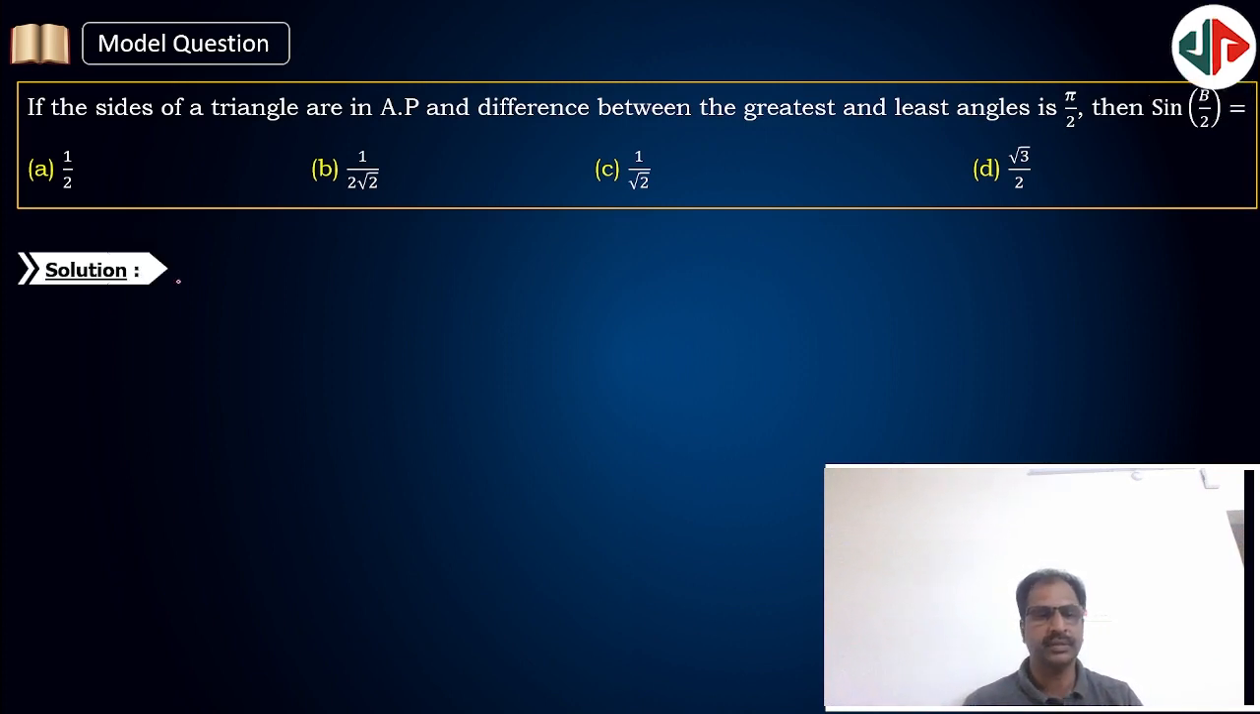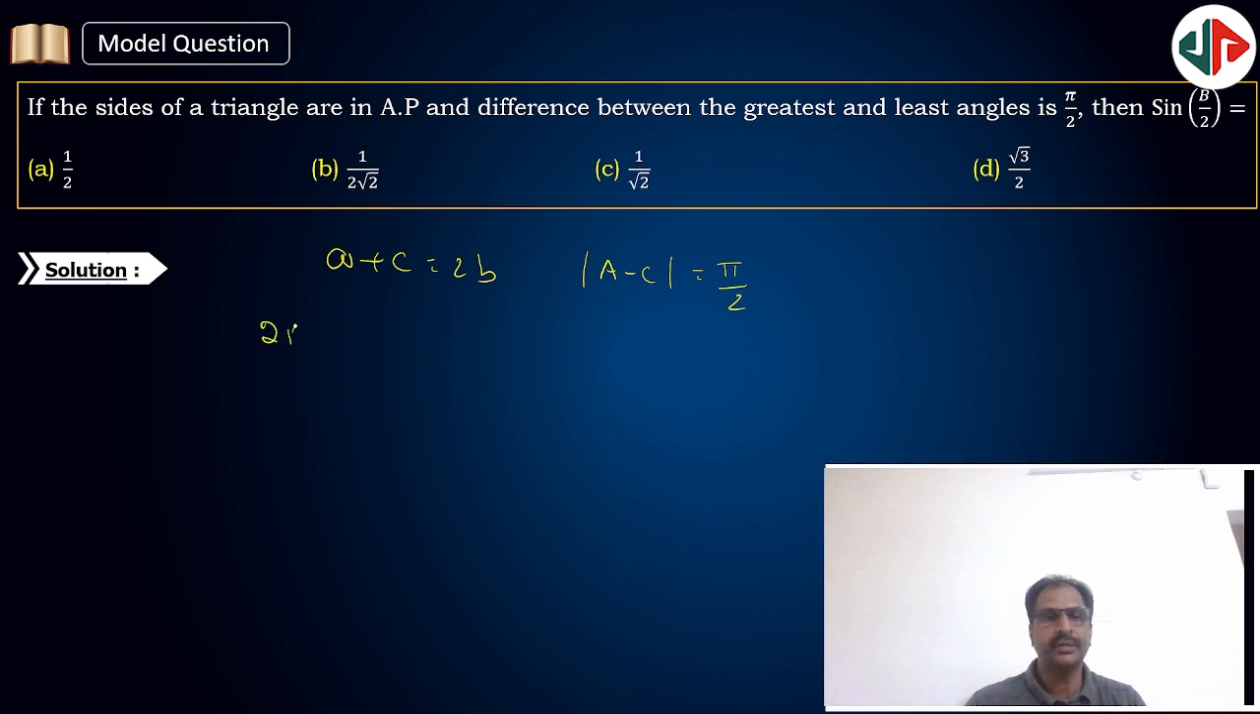Given that the sides of a triangle are in arithmetic progression, that is a plus c is equal to 2b, and the difference between the greatest and least angles is 90 degrees or pi by 2, then what is sin b by 2?